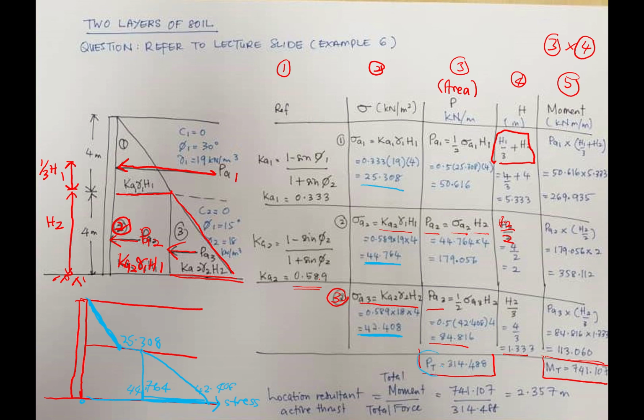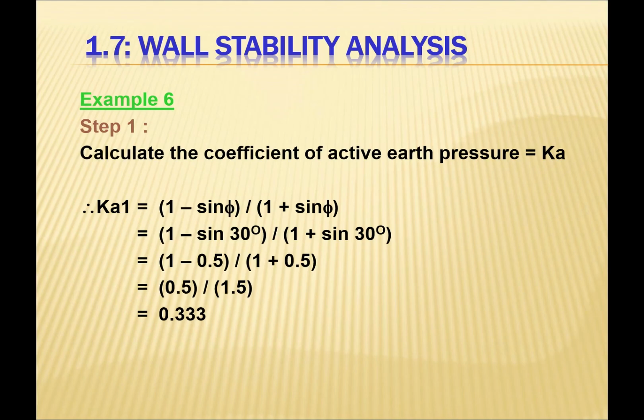If you need to draw P total, P total is at 2.357 meter from the ground. Then we just take all the arrows, and that will be the P total. Meaning P total for this case acts at 2.357 meter, and the value of the force acting for this case is 314.488. That is how we interpret it.